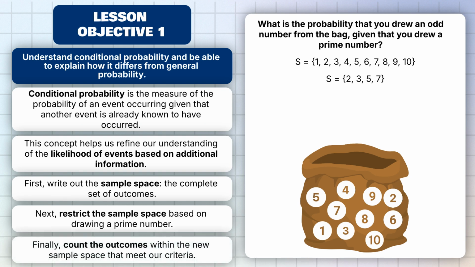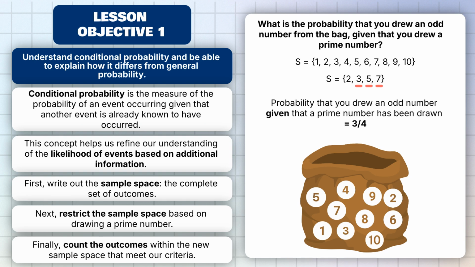We can then count the outcomes within this new sample space that meet our criteria. Within this restricted sample space, the prime numbers that are also odd are 3, 5, and 7. So, 3 out of the 4 possible outcomes are odd primes. Therefore, the probability of drawing an odd number given that a prime number has been drawn is 3 over 4, or 0.75.